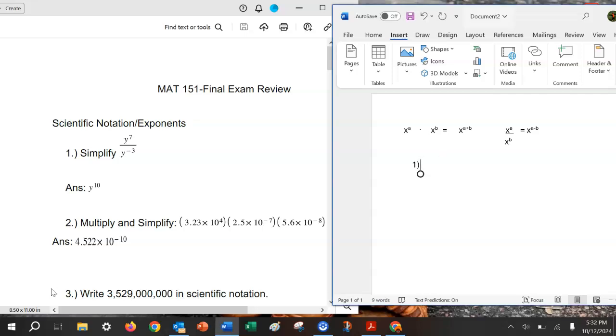So problem number 1, my answer is y to the something. I would do 7 minus negative 3. If you remember, when I have a minus, I can change that to plus as long as I change the sign of the next number. So I'd have 7 plus positive 3, which equals 10. So my answer would be y to the 10th power.